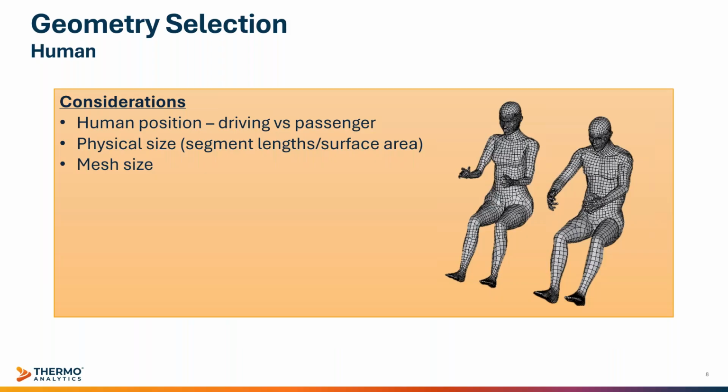We recommend a mesh size of about 5 millimeters to 20 millimeters. You might want the mesh to be smaller on small components like the fingers or toes, and then you can make it a bit larger on large areas like the torso or legs, like we see in this example geometry on the slide.